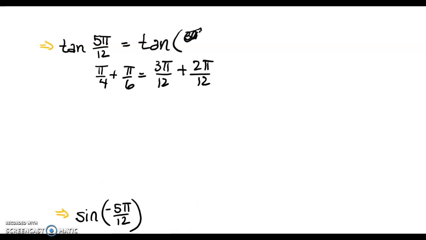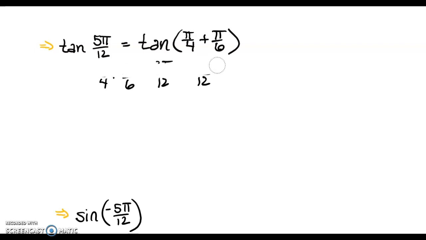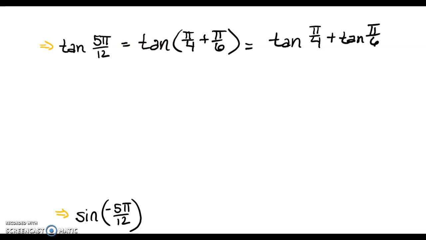So this is going to be the tangent of, let's write it as pi over 4 plus pi over 6. Okay. So we're going to get the tangent of pi over 4 plus the tangent of pi over 6, all over 1 minus the tangent of pi over 4 tangent of pi over 6.